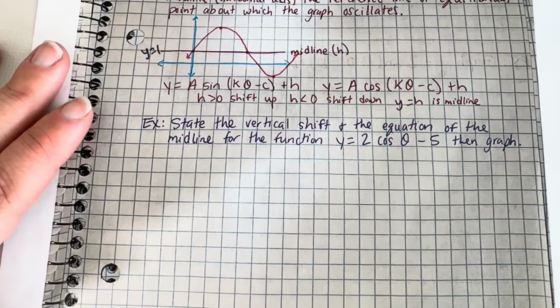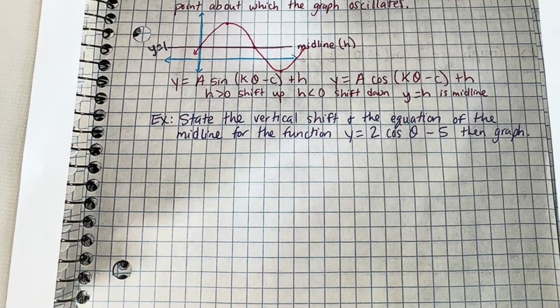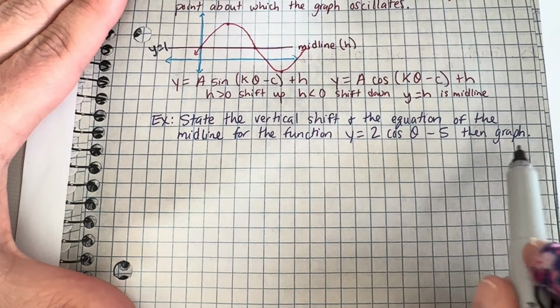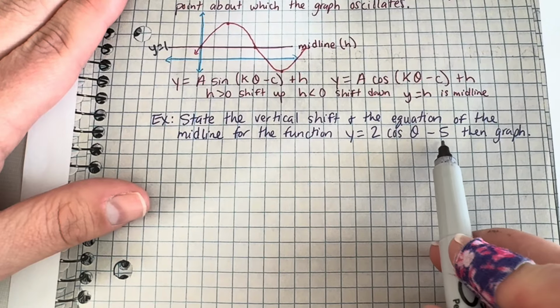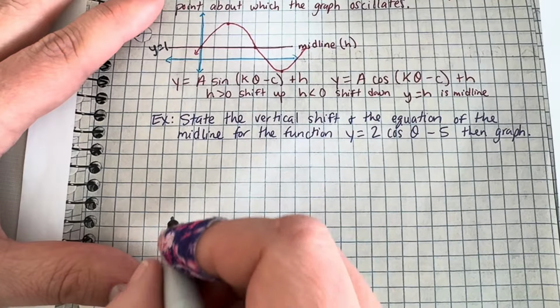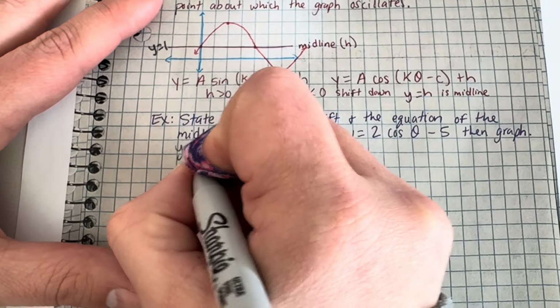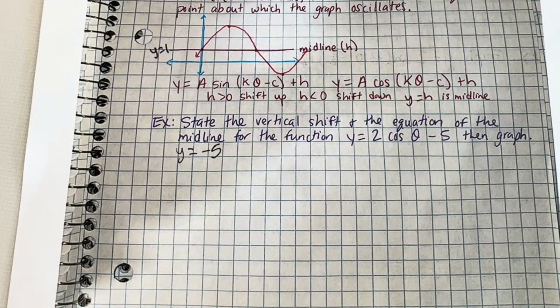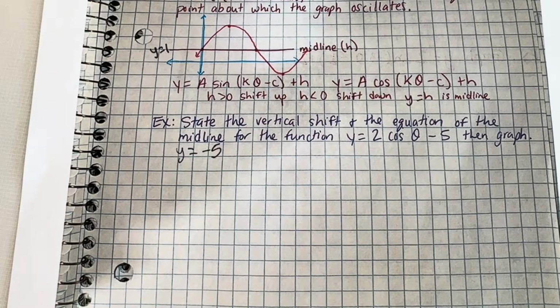All right, so this problem says state the vertical shift of the equation and the equation of the midline for this function here, and then graph it. So let's start with our midline. This -5 shows our midline. So the equation of the midline will be y = -5. Instead of our line going through our x-axis, it's going to shift down to -5. Then that will also impact the location of my amplitude.